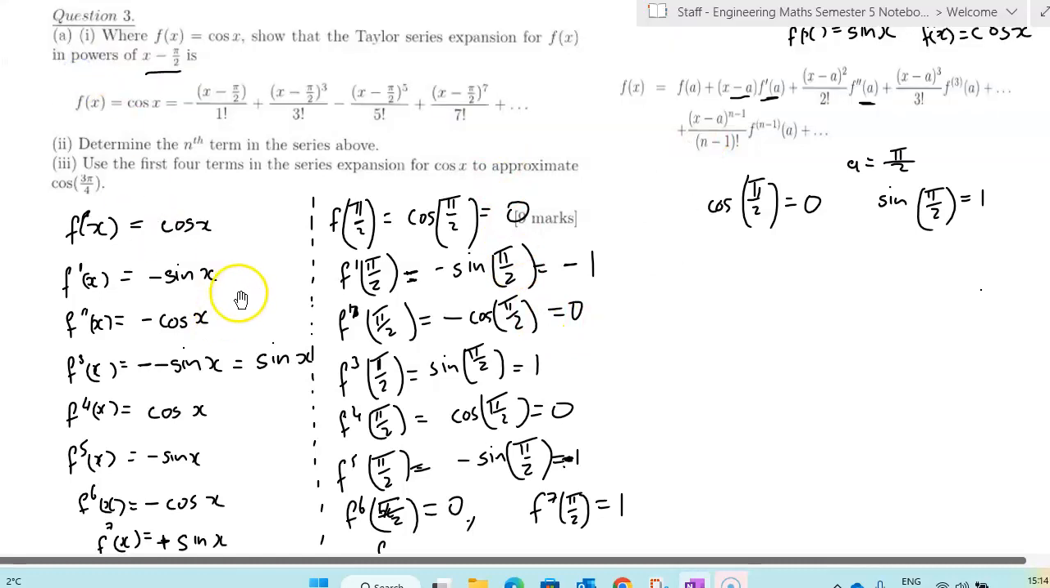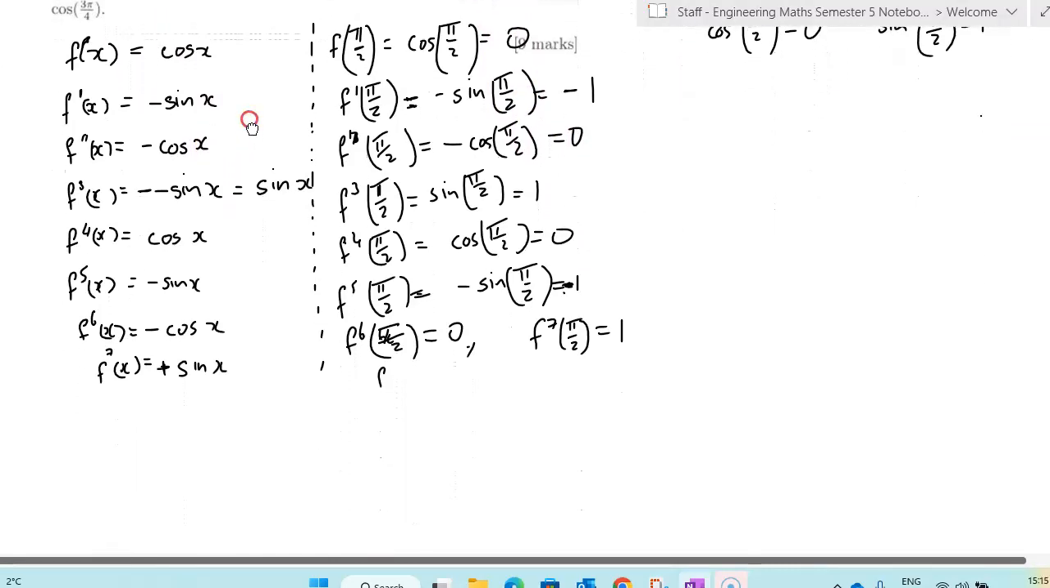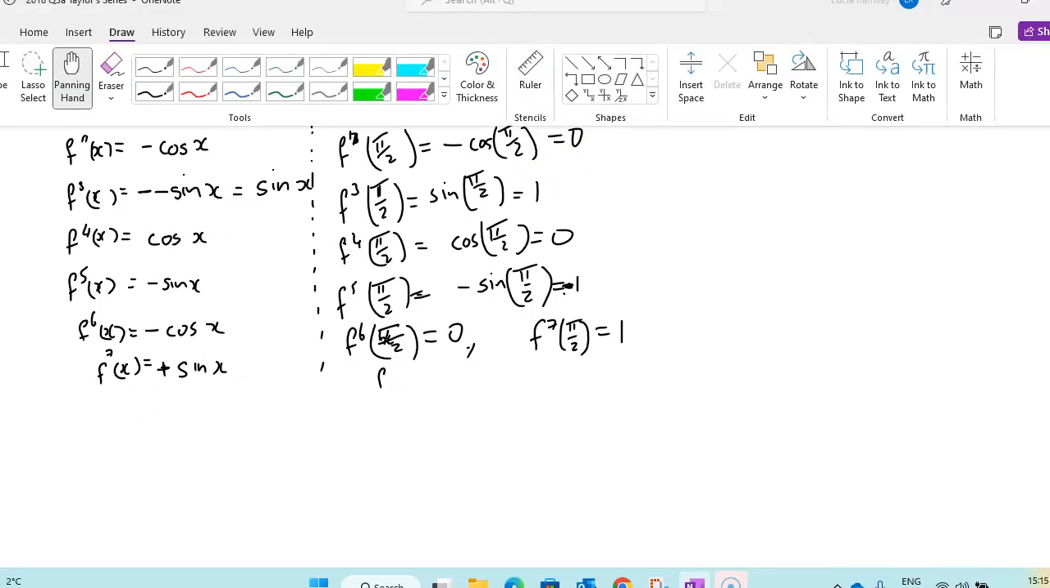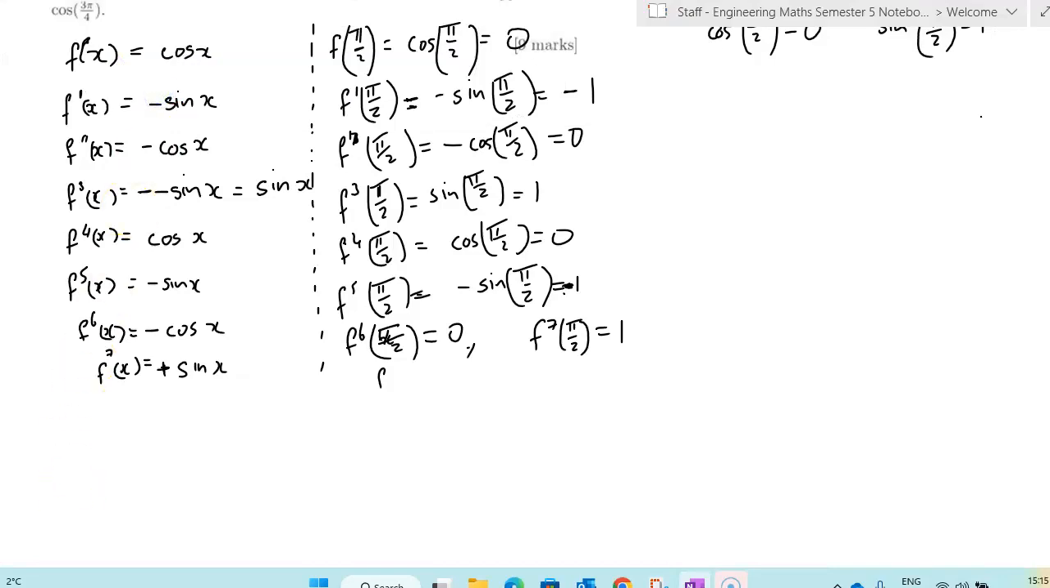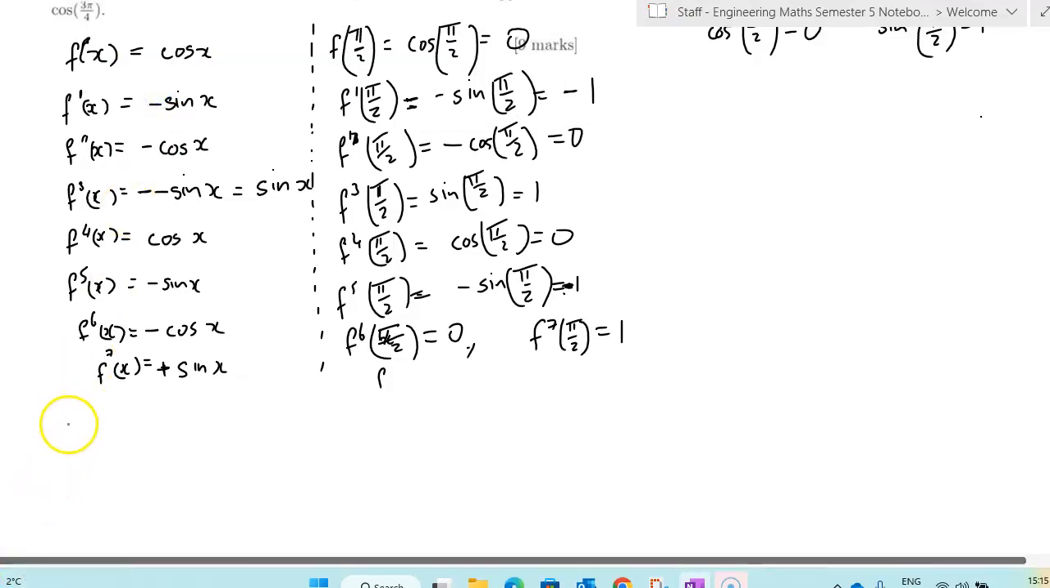Here we go, because we're going to put these values into the formula now for the derivatives. If I write that out now, f of x, which is cosine x, was equal to, first of all, f of a, which was f of pi over 2, which was 0. That's this one here. Plus, maybe I'll insert that formula again so you can see it.